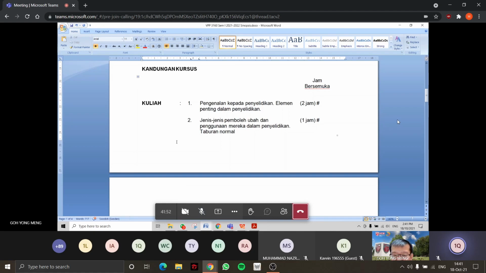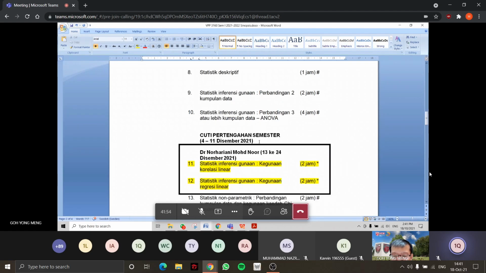And the classes will go on until the 3rd of December. Okay, 3rd December. Between the 4th to 11th December, you'll be having your mid-semester break. Now, after the mid-semester break, if everything goes well, you guys are expected to come back for face-to-face classes beginning the 13th of December.